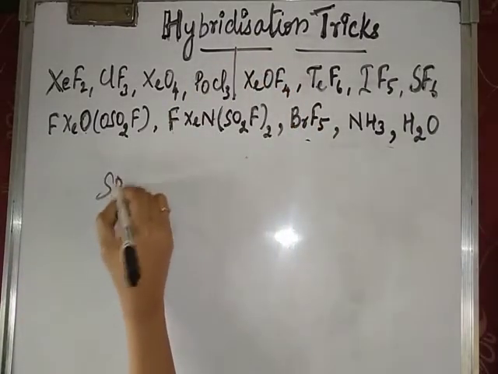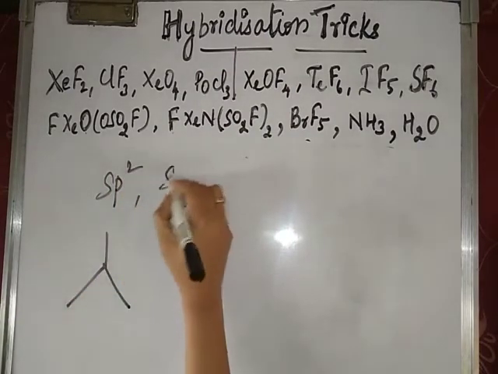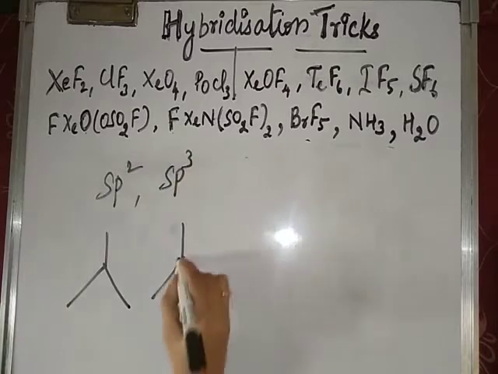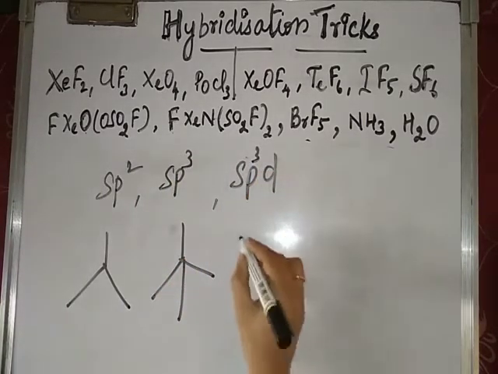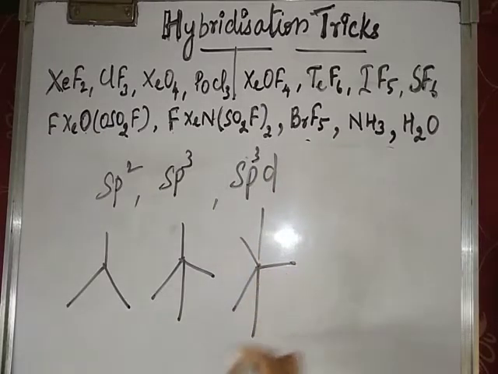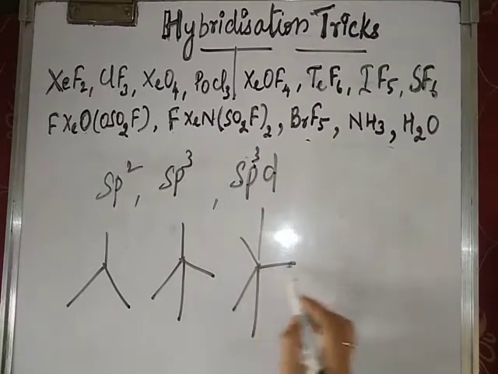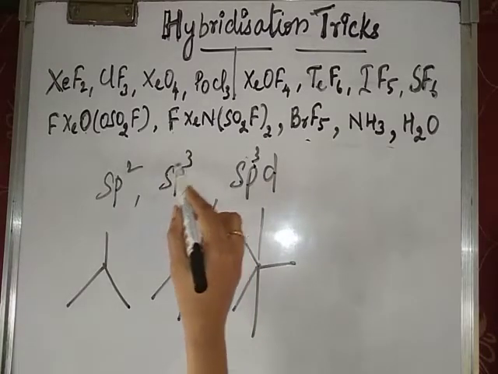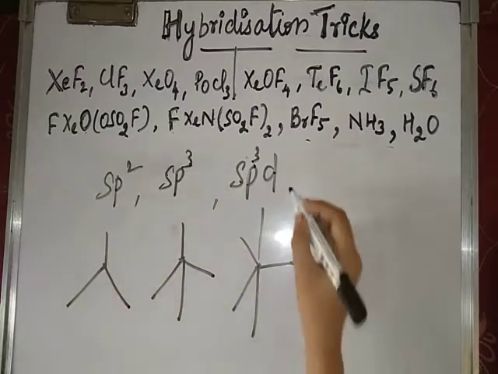For sp2, the base structure is trigonal planar. And sp3, the base structure is tetrahedral. sp3d, the base structure is trigonal bipyramidal. 5 bonds are there. 1, 2, 3, 4, 5. Like this you can do it. Okay.